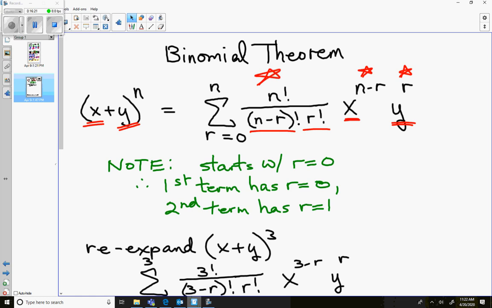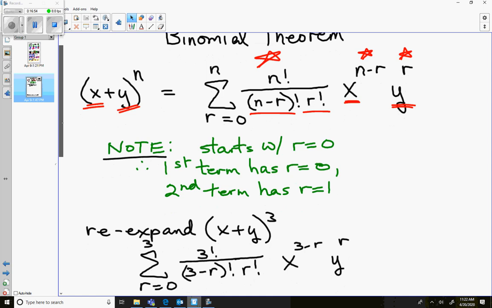Important to note, it starts with r equals 0, which means the first term has r equals 0. The second term has r equals 1. So what would the 10th term have? The 10th term would be r equals 9. So r is always one less than whatever term we're talking about. That'll be more relevant in a few minutes when we get to the next example.